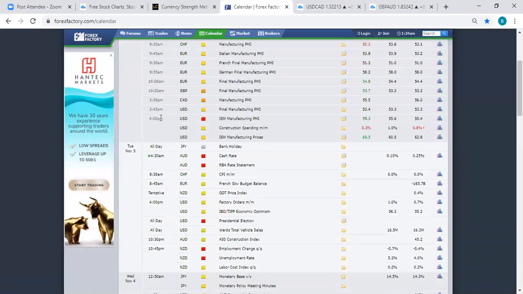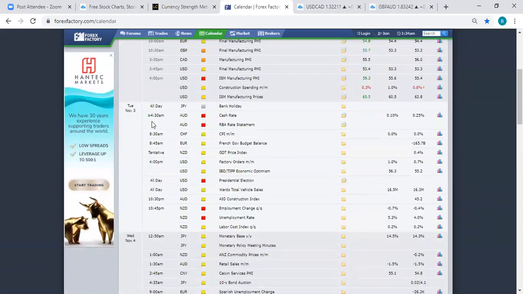Now, look at this, guys. I'm actually doing this video. You can see my time, 2 a.m. And this is Tuesday, November. So today, Tuesday, November, what news? Okay, JPY, that is the Japanese yen, has news all day. So they already told us that it has news all day. Why? It's because there's a bank holiday in Japan. So JPY has news all day.